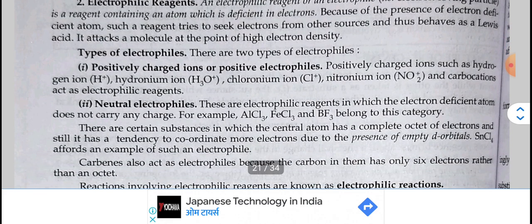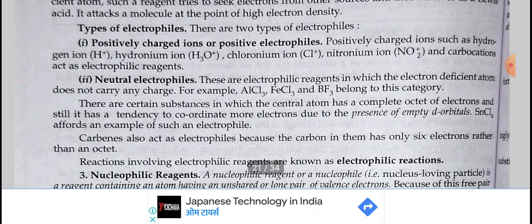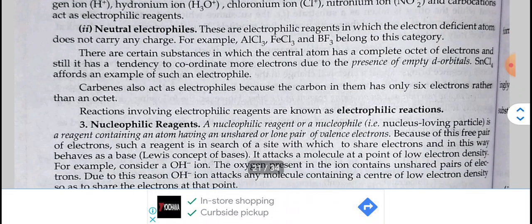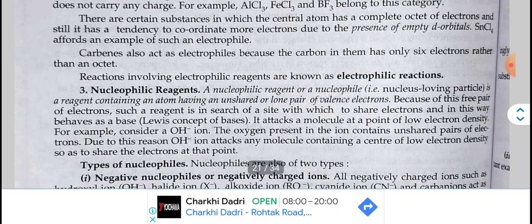Types of electrophiles: positively charged ions, or positive electrophiles. These are electrophilic reagents in which the electron deficient atom does not carry any charge. For example, AlCl3, FeCl3, BF3 belong to this category. There are certain substances in which the central atom has a complete octet of electrons and still has a tendency to coordinate more electrons due to the presence of empty d orbitals. SnCl4 affords an example of such an electrophile.